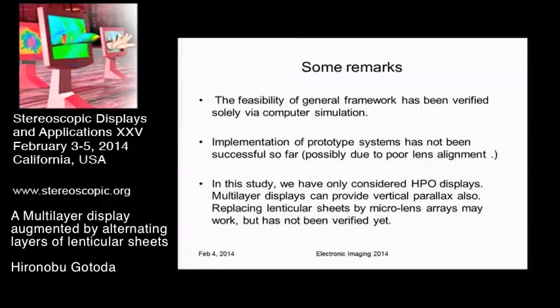Also, I didn't mention that I have been dealing with only horizontal-parallax-only displays here, but multilayer displays can provide vertical parallax also. So maybe replacing lenticular sheets by micro-lens arrays may work, but that is not verified yet.